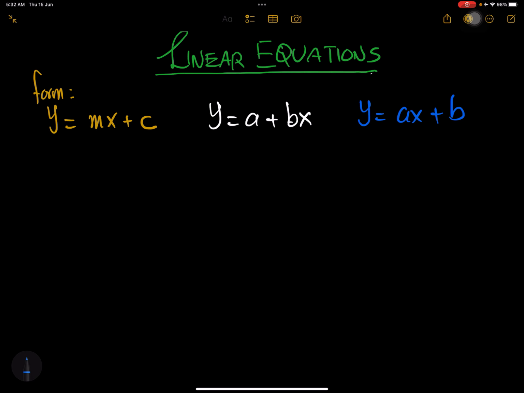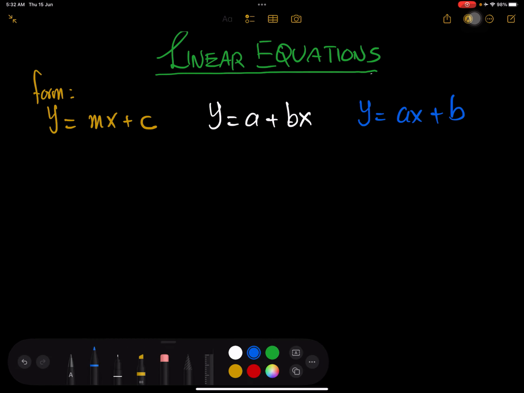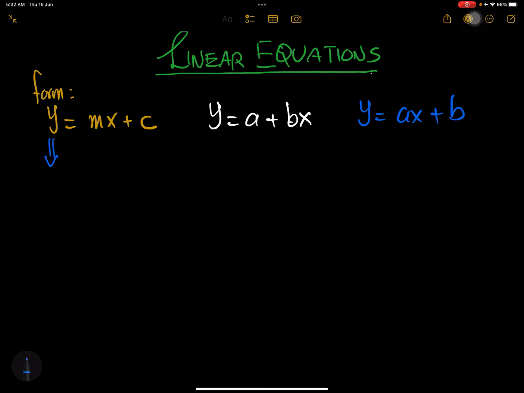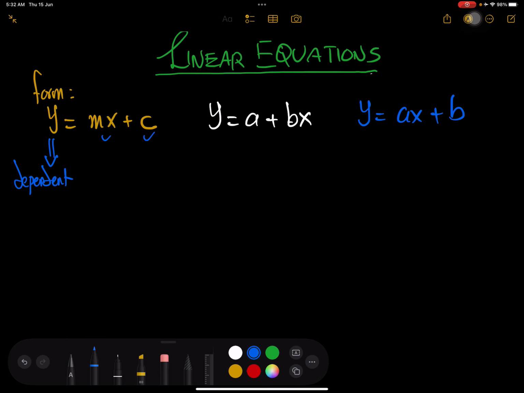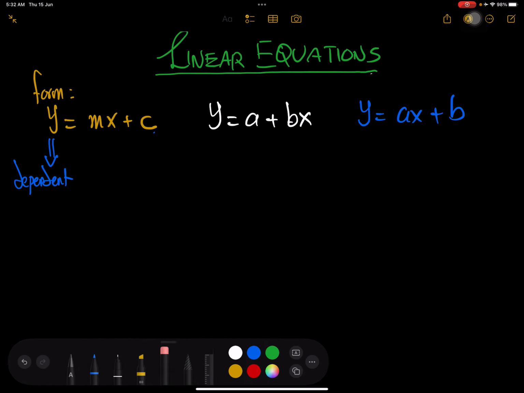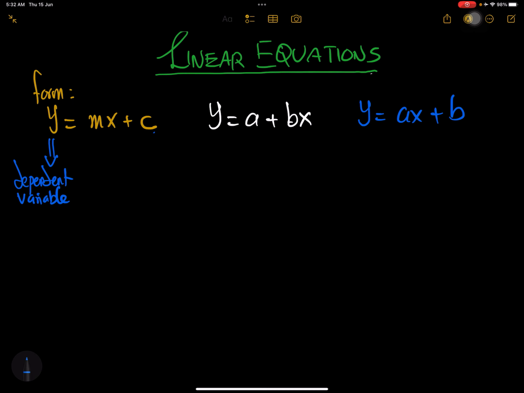Now we know that the y here is usually called the dependent variable. What does it mean? All these other terms depend on the y. That's why it's called a dependent variable. So anytime you see an expression with an equal to sign in the form y equals mx plus c, that tells you clearly that it's a linear equation.